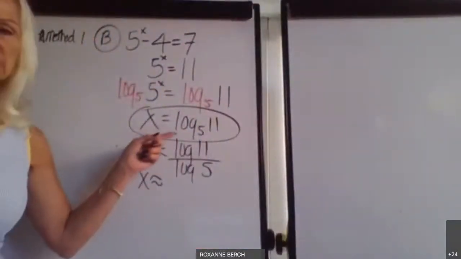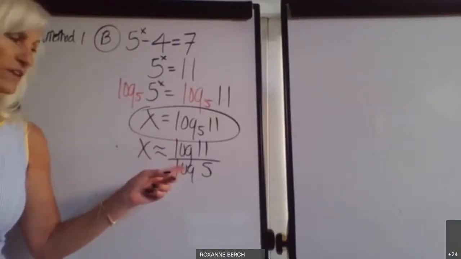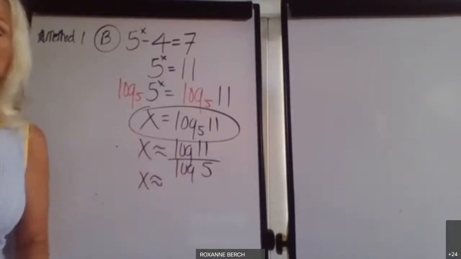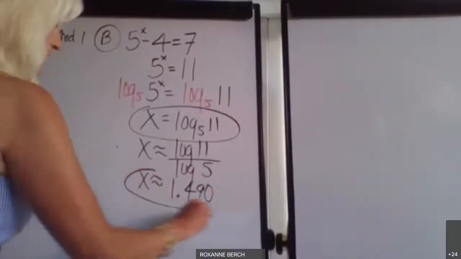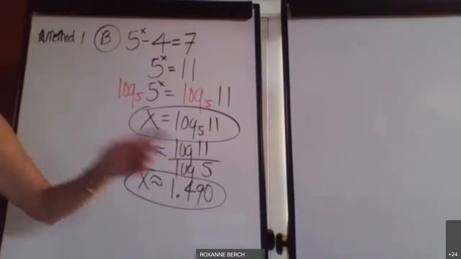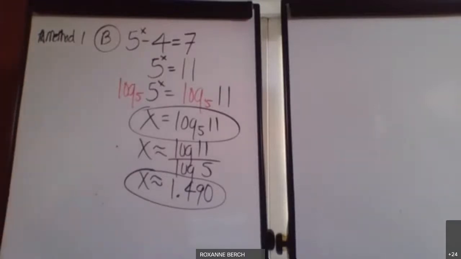So remember, you cannot put this in a base 10 calculator. So you have to use the change of base so that you get log base 10 divided by log base 10. So it changes from 1 log to 2 logs. Tell me what you got. 1.489. 1.490 because you have to round to 3 decimal places. Right? Did you get the rounding or no? Yeah, I got it. Okay.